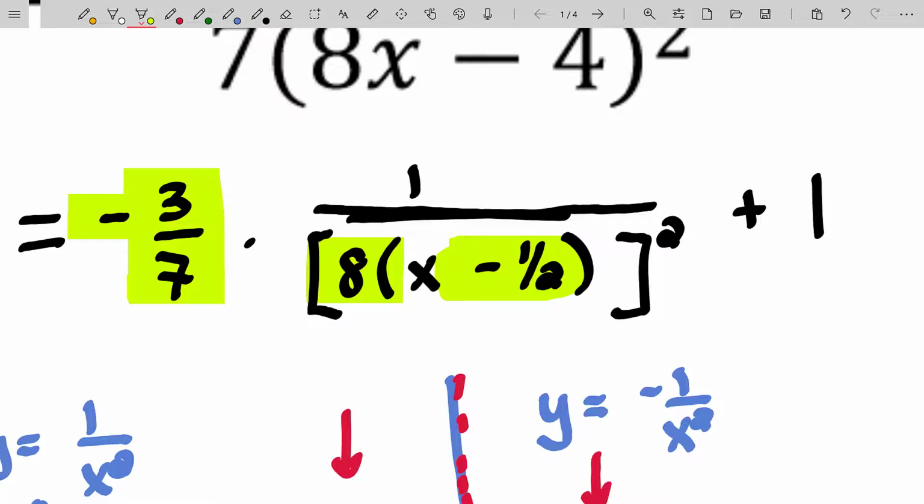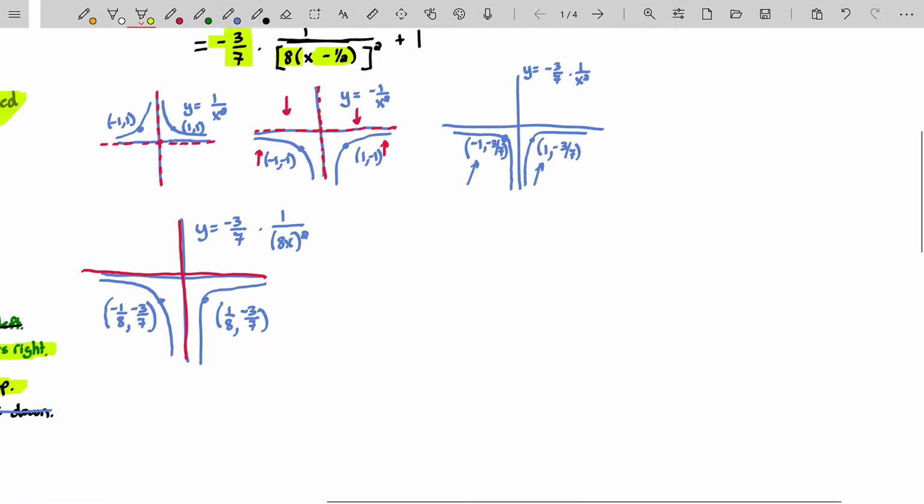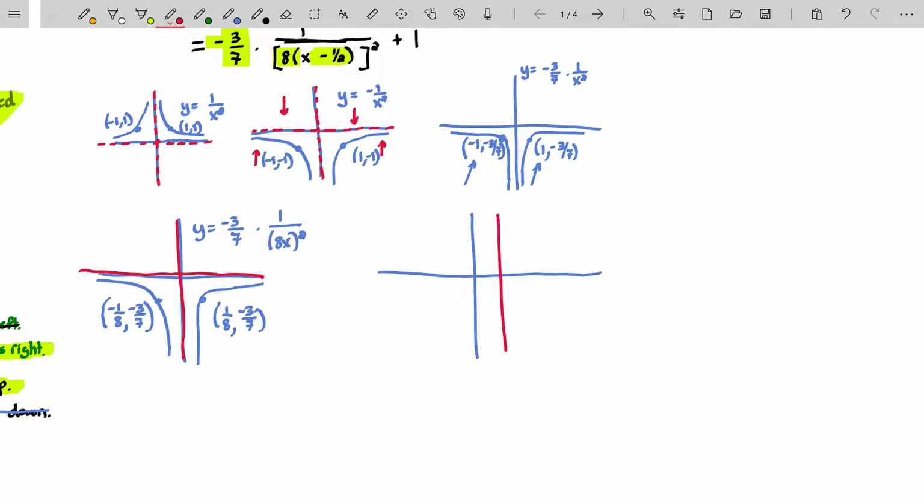The -1/2 will shift our graph 1/2 unit to the right. Notice what I'm doing here. I'm actually redrawing my asymptotes first. They shift 1/2 unit to the right. All of our x values, you'll add a half to. So 1/8 plus a half is 5/8, and -1/8 plus a half is 3/8. So that point right there is (3/8, -3/7).